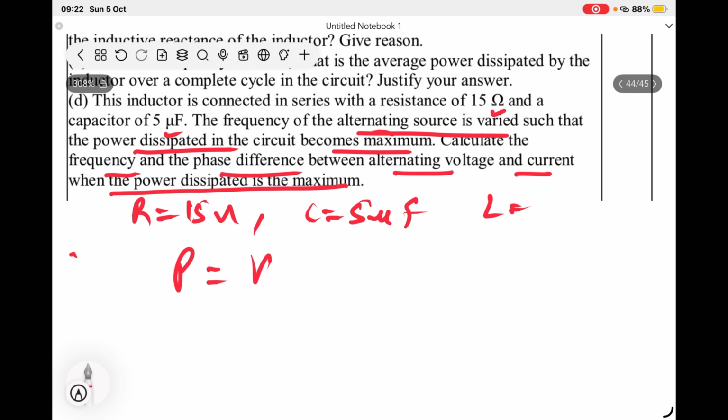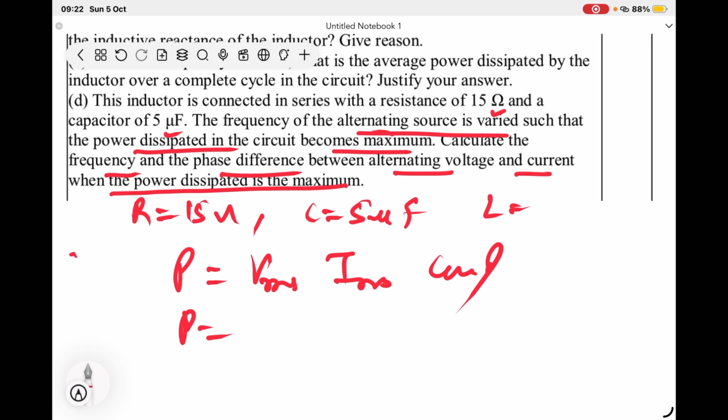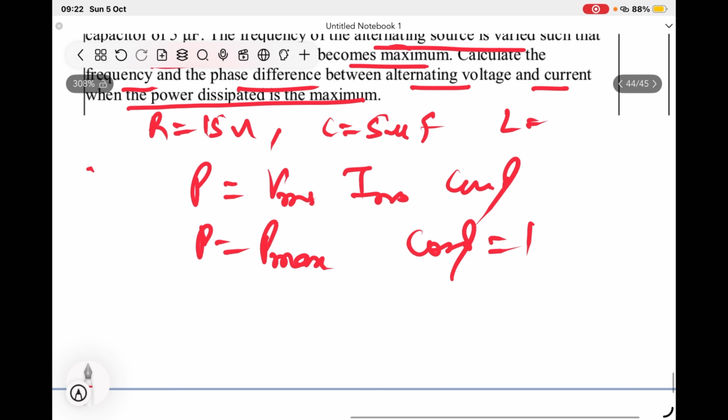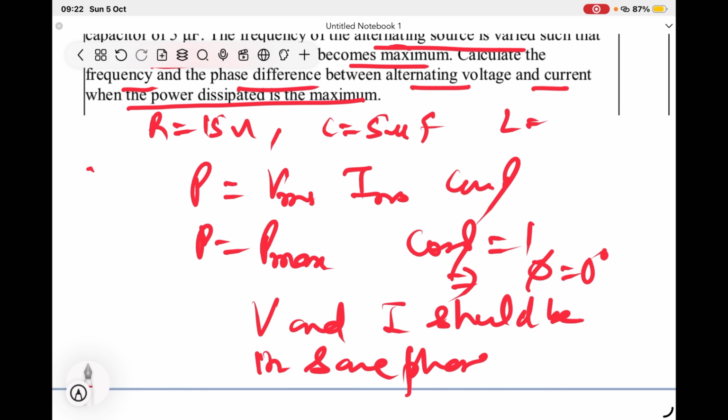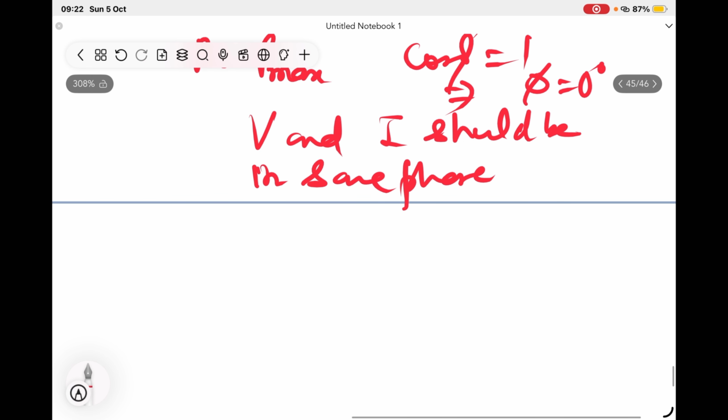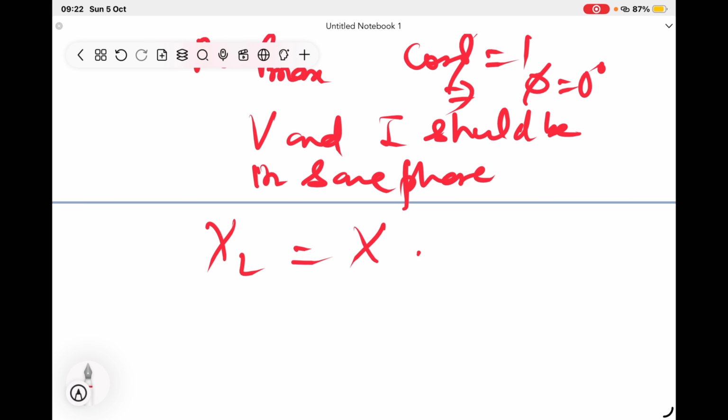Power dissipated is again written as Vrms Irms cos phi. For power to be maximum, cos phi should be 1. That means voltage and current should be in the same phase. Cos phi should be 1, that is phi is 0. V and I should be in the same phase. When is that possible? They are in the same phase when XL equals XC and they cancel out. Then only resistance is left.